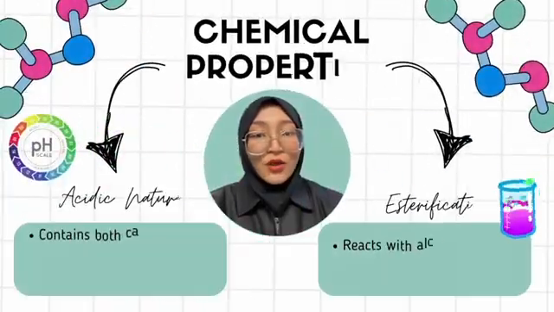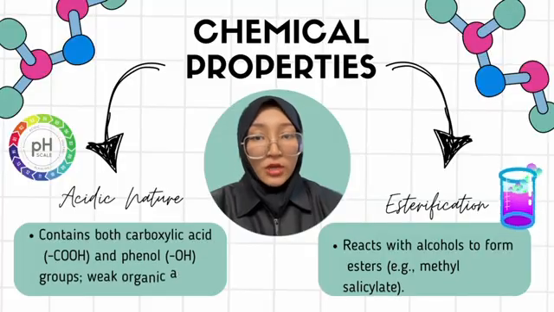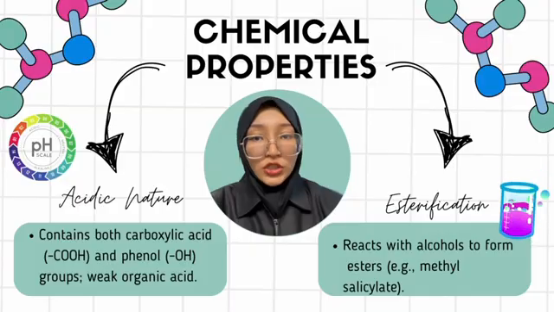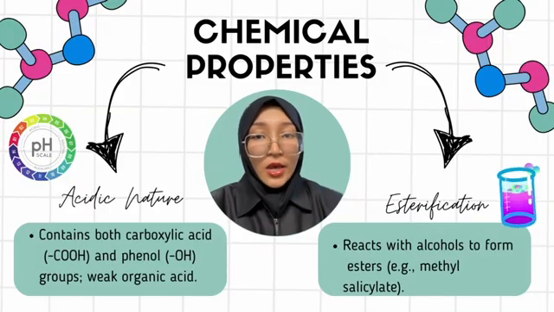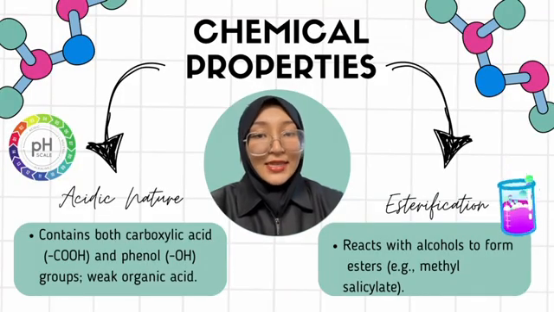Now, moving on to the chemical properties. Salicylic acid shows acidic nature because it contains both a carboxylic acid group, COOH, and a phenol group, OH, making it a weak organic acid. It also undergoes esterification, where it reacts with alcohol to form an ester, such as methyl salicylate.